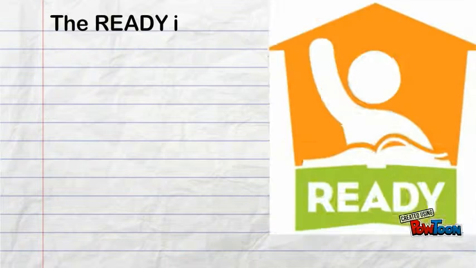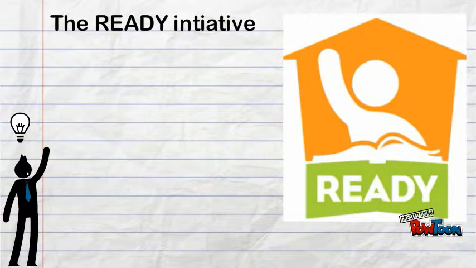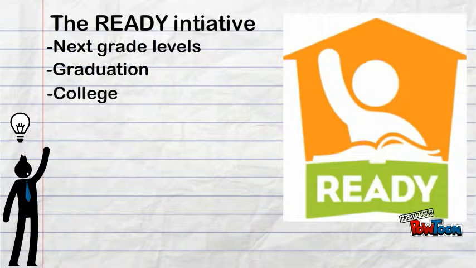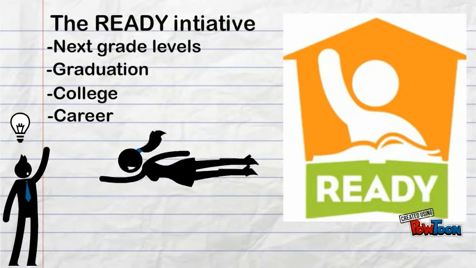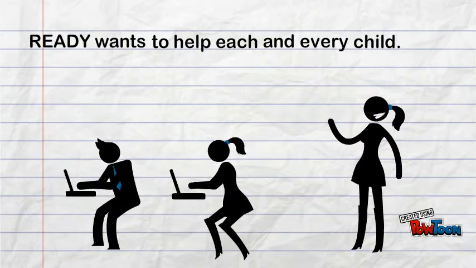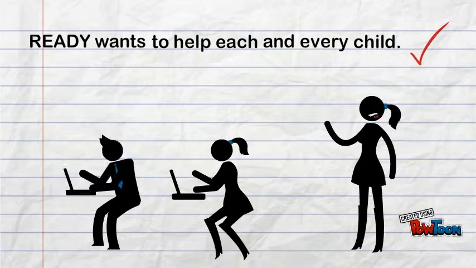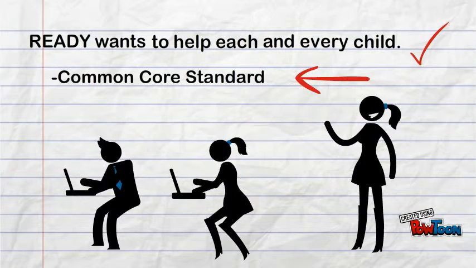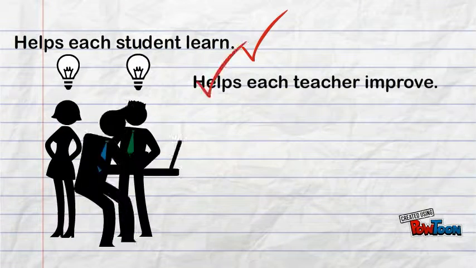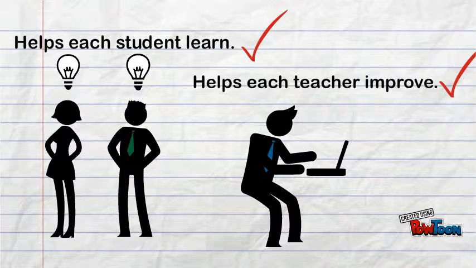Here in North Carolina, we have the Ready Initiative. We need to see that our education prepares your students not only for the next grade levels, but also for graduation, college, careers, and beyond. The Ready program wants to take the steps forward to help each and every child. We use the Common Core Standard. It is our standard course of study. The Ready model sees just how well each student is learning and where we should make improvements.